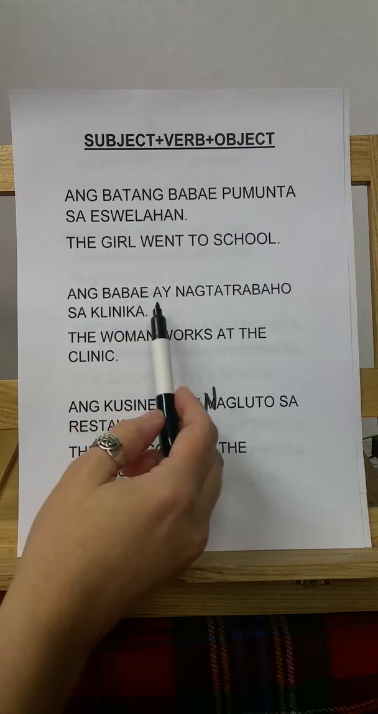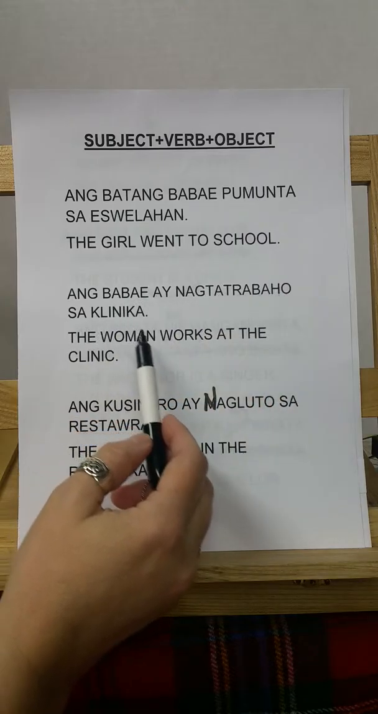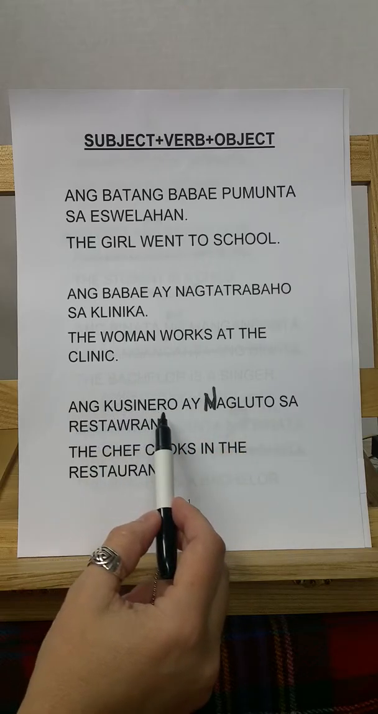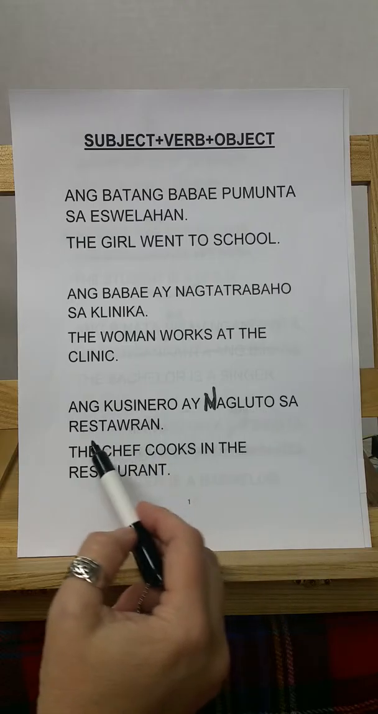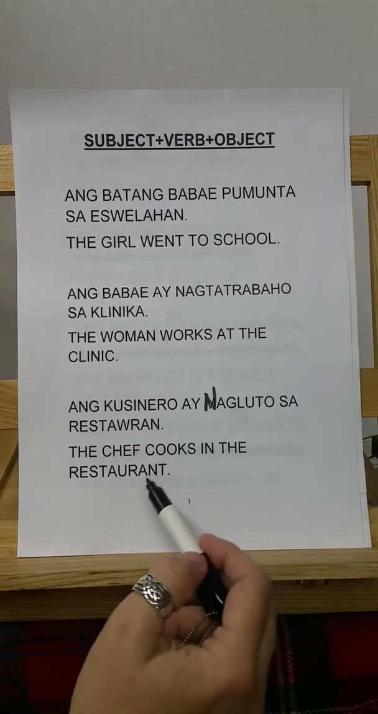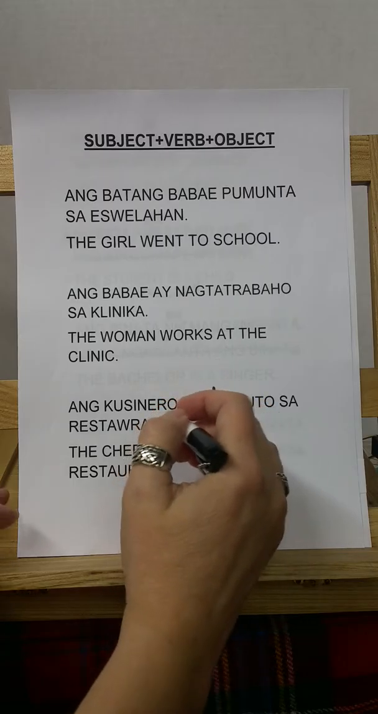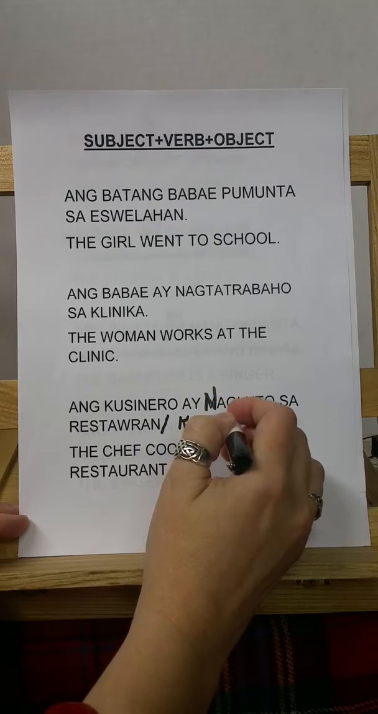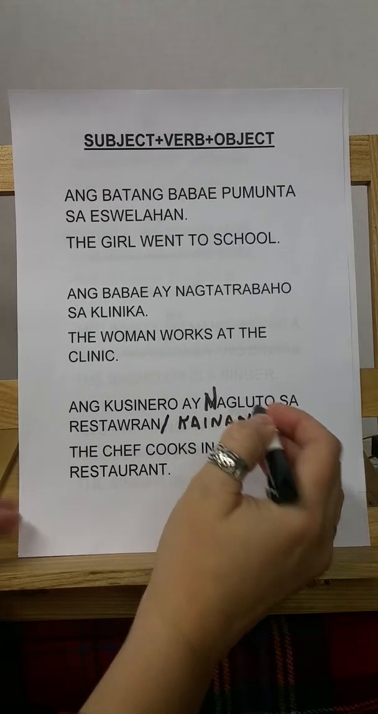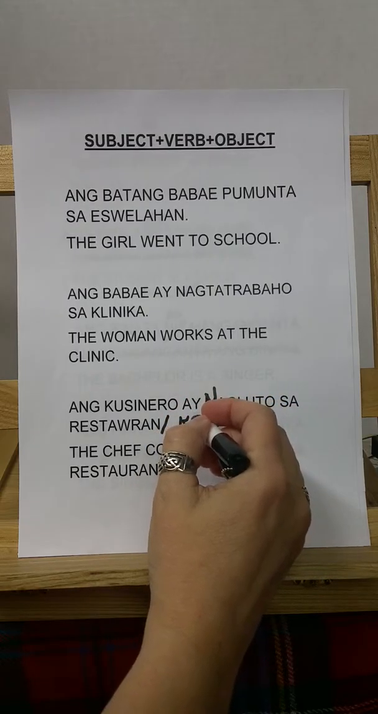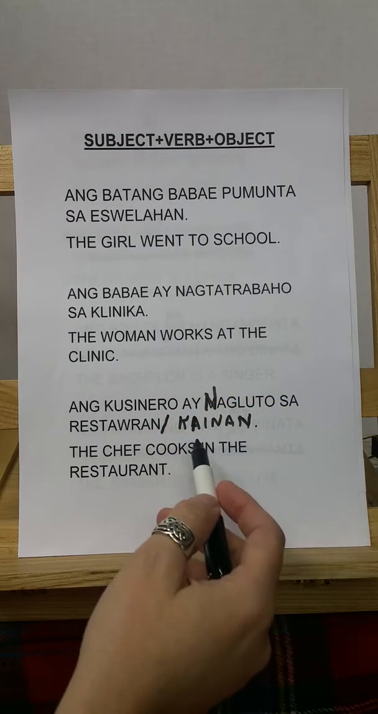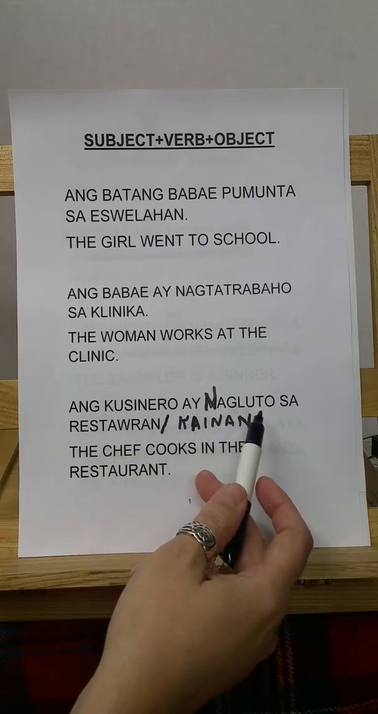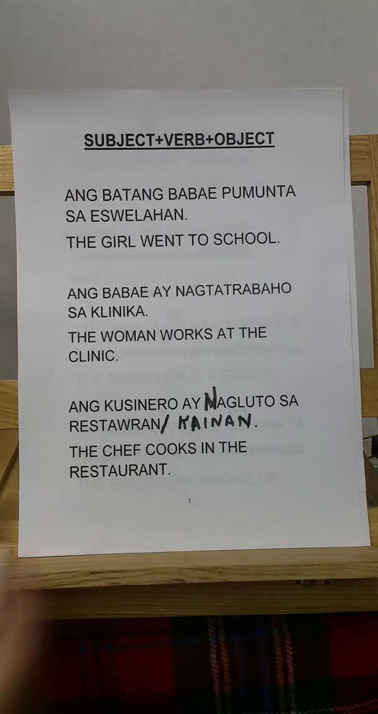Ang babae ay nagtatrabaho sa klinika. The woman works at the clinic. Ang kusinero ay nagluto sa restaurant. The chef cooks in the restaurant. And another word, or the common word that they use for restaurant is kainan, which, if you look that up in the dictionary, that means dining room. But commonly they use kainan as restaurant. So, ang kusinero ay nagluto sa restaurant, or kainan.